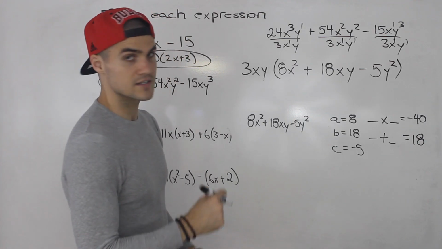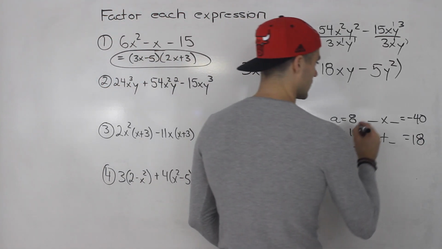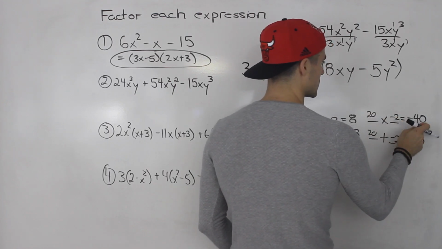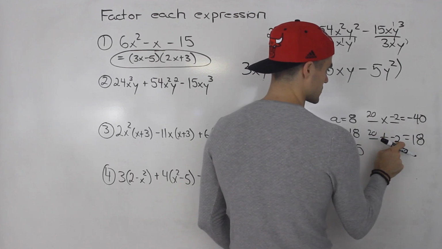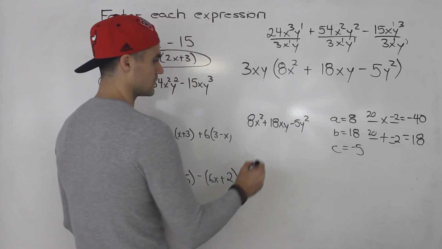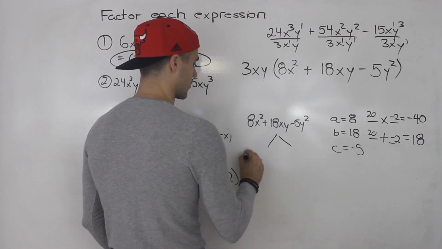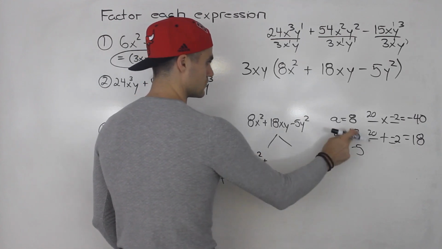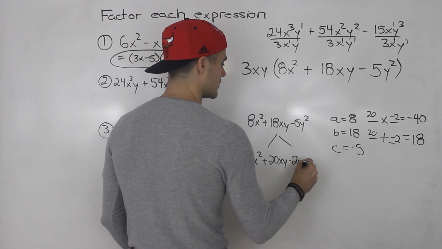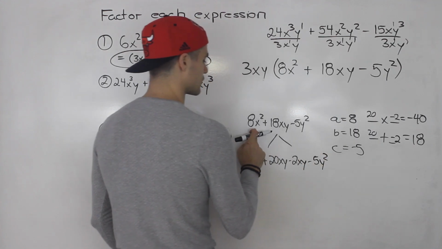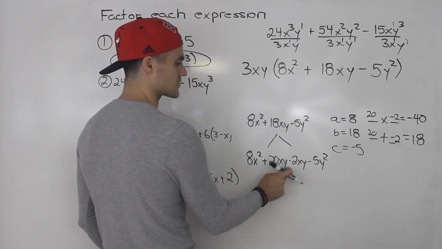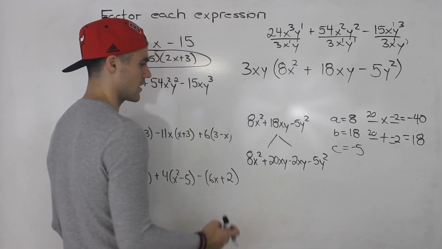So what two numbers would satisfy those two requirements? Well, it would be positive 20 and negative 2, because 20 times negative 2 gives us negative 40, and 20 plus negative 2 is like 20 minus 2, which gives us positive 18. So what we do is we now decompose that middle term to those two numbers. So 20xy minus 2xy minus 5y squared. So the first term stayed the same, last term stayed the same. This middle term we just decomposed to 20xy minus 2xy, which is 18xy.